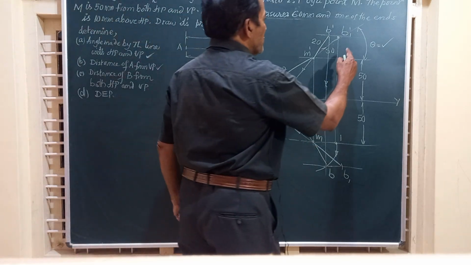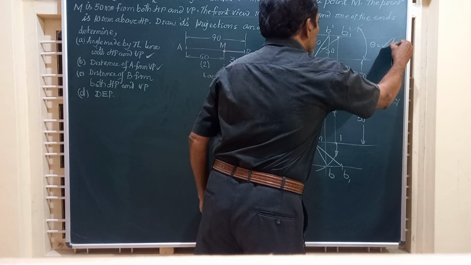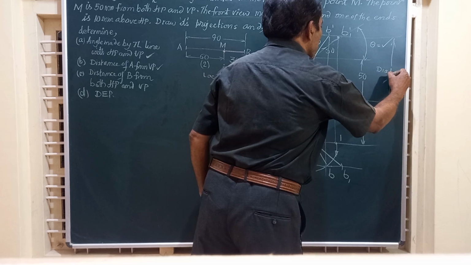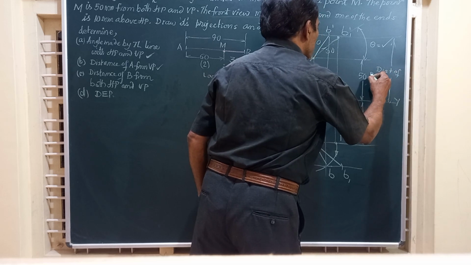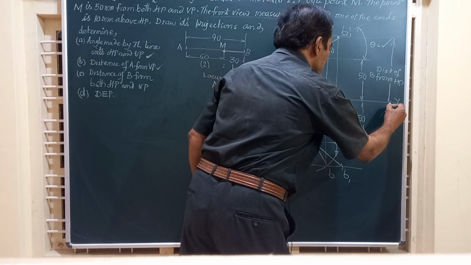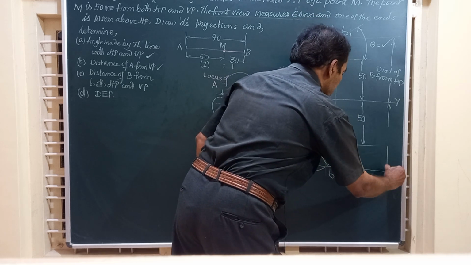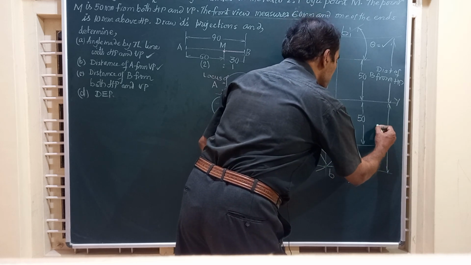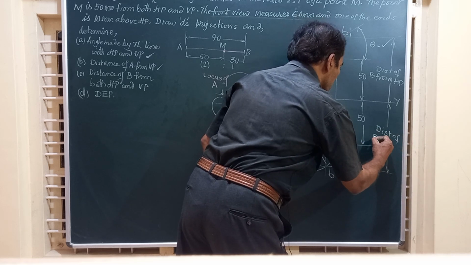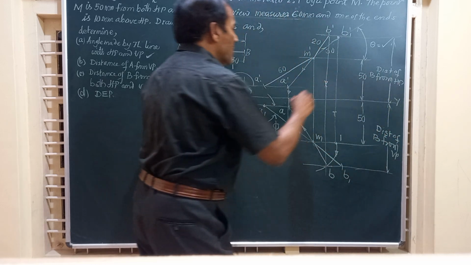Friends, you have got the locus of B here. Find out the distance of that locus from the xy line. This will give you the distance of B from HP. Finally, on the same lines, you can find out how far the locus of B is from the xy in the top view. So this is the distance of B from VP.